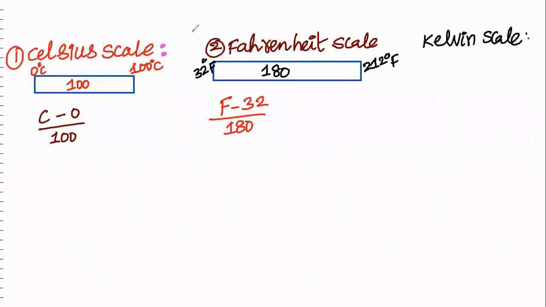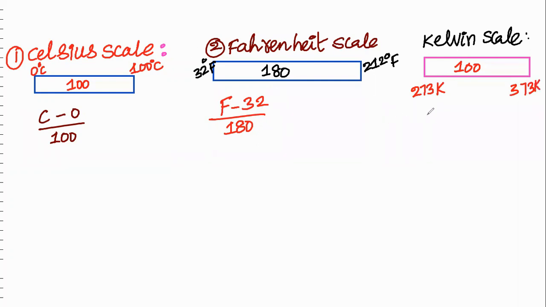Kelvin scale. The third one is the Kelvin scale, which consists of 100 divisions. The total number of divisions on it is 100. 273 kelvins is the lower fixed point, and 373 kelvins is the upper fixed point.